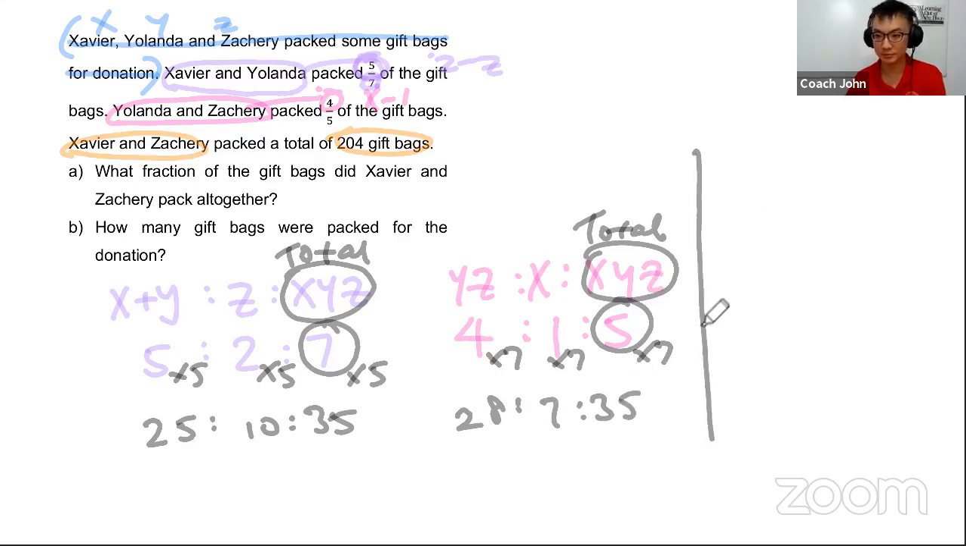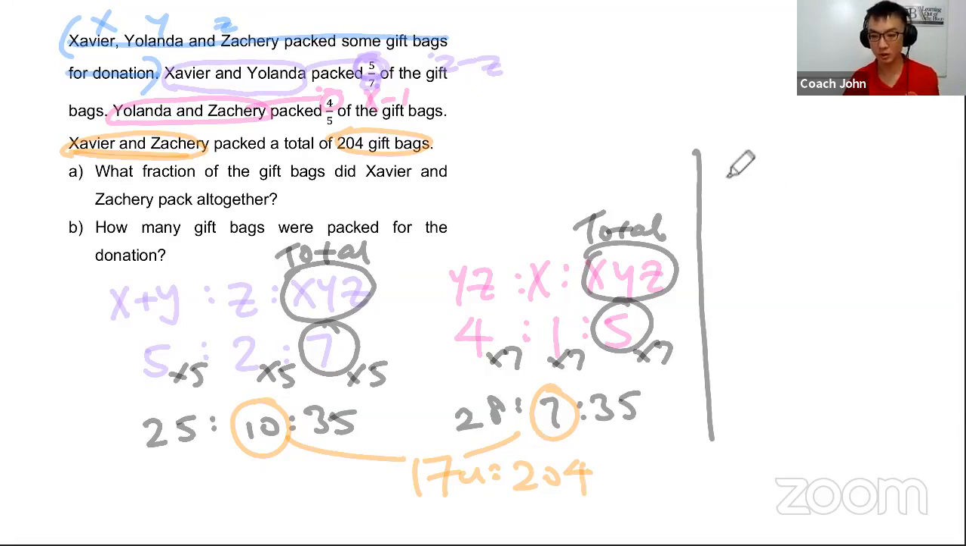So now we need numbers, right? So Xavier and Zachary: total 17 units equals to 204. So again, your North Star will be finding 1 unit. 1 unit is 204 divided by 17 equals to 12.